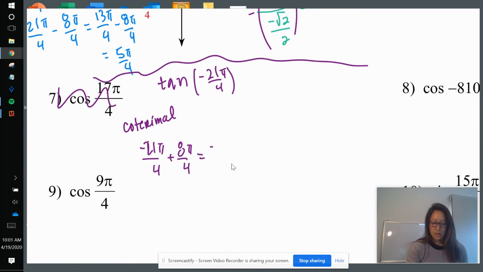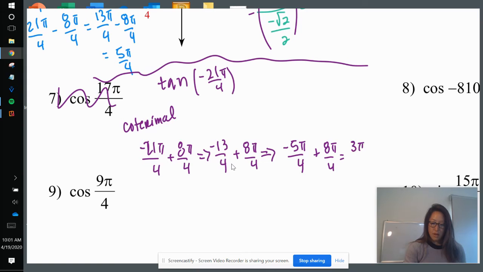Make sure this works nicely. Okay, add another 8 pi over 4, giving me negative 5 pi over 4. I'm almost there. I'm going to add another 8 pi over 4, which gives 3 pi over 4. So I'm going to evaluate my angle now at 3 pi over 4, which is in the second quadrant.